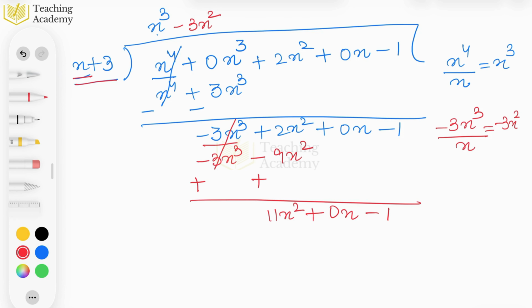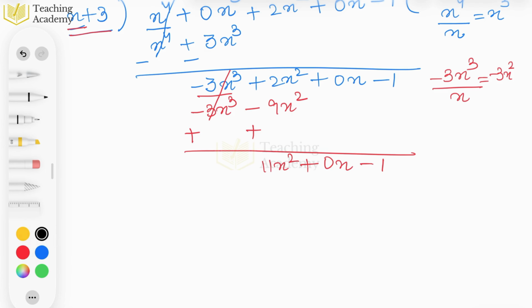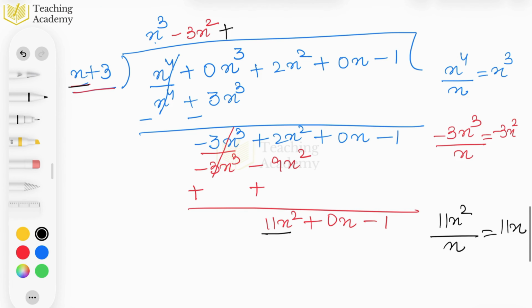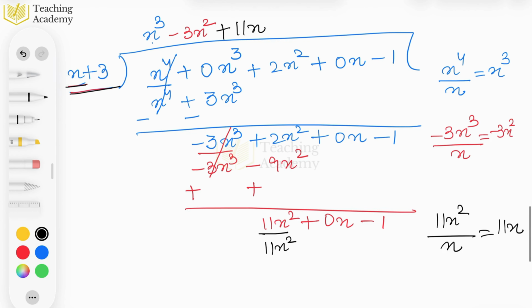Okay. Then again take the same thing. Again do the same step. 11x square divided by x, the first term of each, right? This is giving you 11x. So write a plus 11x here. Okay. Now multiply this 11x with both terms. So it is 11x square, then plus 33x. Change the sign. Cancel this.